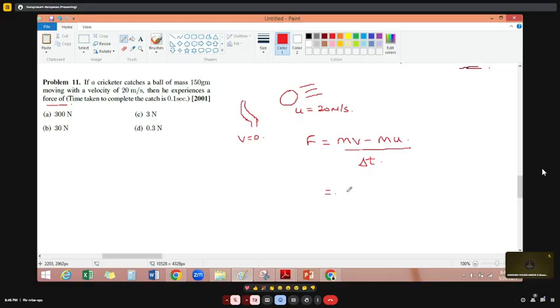So mass is 150 grams, so 150 divided by 1000. Final velocity is 0. Initial velocity is 20. Divided by time, which is 0.1 seconds. If I multiply and divide by 10, I will get 10 here. This will become 1 here. So that will be 3 zeros. So 3 zeros will cancel. 15 into 2, it will become 30.